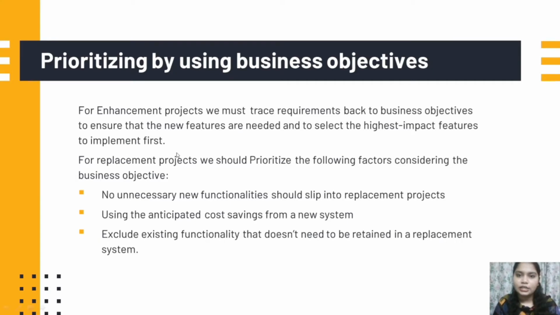Enhancement projects are undertaken when we need to add new functionalities to an existing system. Many times, we get caught up in excitement and add unnecessary functionalities, which can make the system run slower. So first, we have to prioritize those functionalities which are very important and must be needed to fulfill the business objectives. For replacement projects, we should prioritize the following factors considering the business objectives. No unnecessary new functionalities should slip into replacement projects. First, we must build a stable project, then go for the extra features.